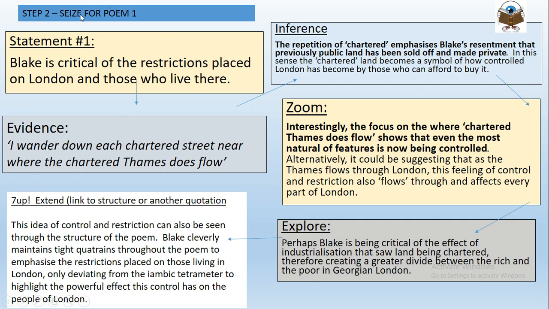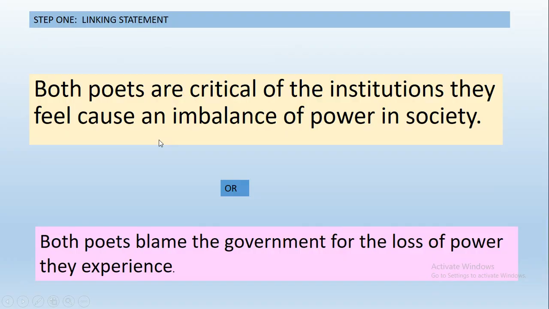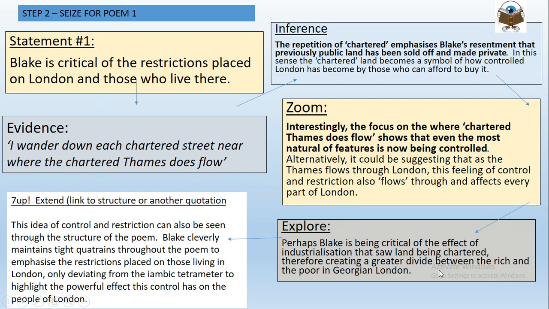Then what I would need to do for step 2 is go back to my notes for the statement from London. So Blake is critical of the restrictions placed on London, those who live there. I go back to my notes and I write my C's paragraph based on this. So remembering that I'm going back to my steps now. I've done my linking statement and now I'm on my step 2, which is C's for poem 1, London. So that's this bit. So I've already got my notes, so I can just piece all that together to write my C's out. In a moment, I'll show you what that looks like.